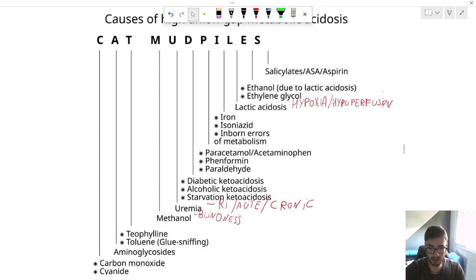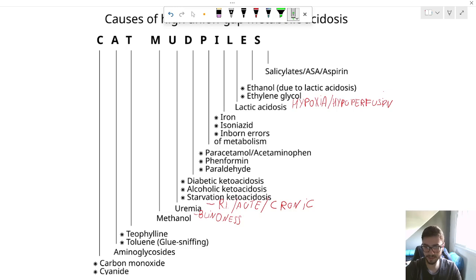In the P, we are going to talk about some drugs. Paracetamol or acetaminophen: there's a byproduct of the metabolization of paracetamol that will increase the anion gap. Phenformin and paraldehyde are other causes. In the I, we'll have iron and isoniazid, another drug. And inborn errors of metabolism. There are some mitochondrial diseases also that can end up in this.